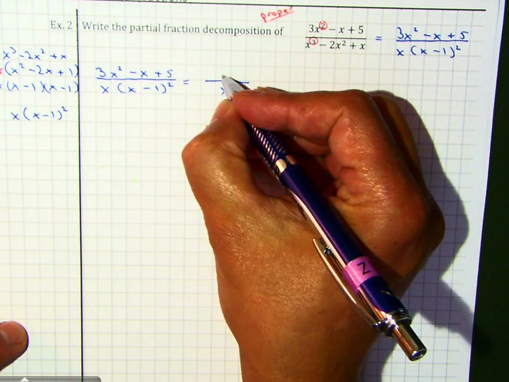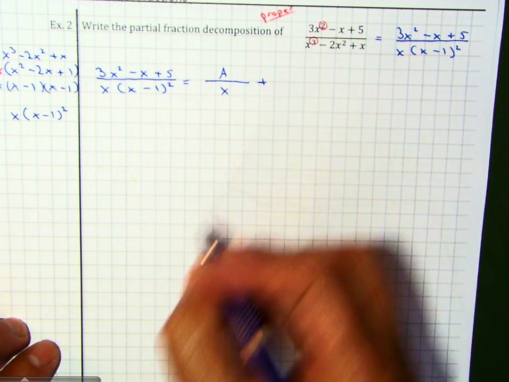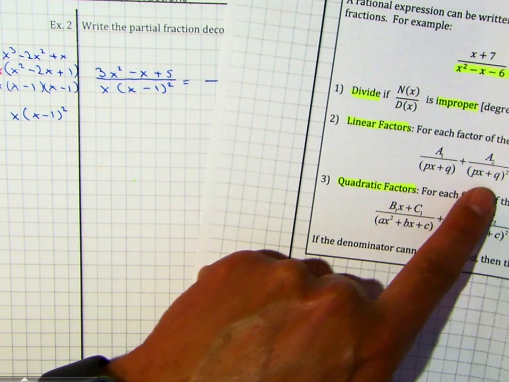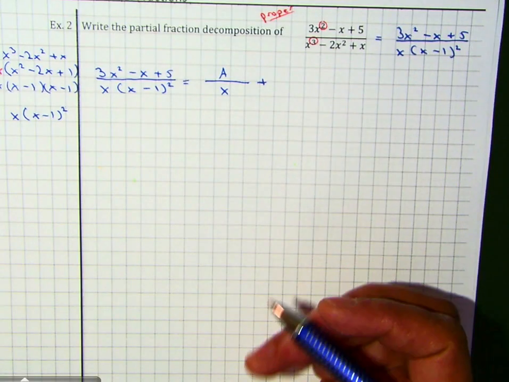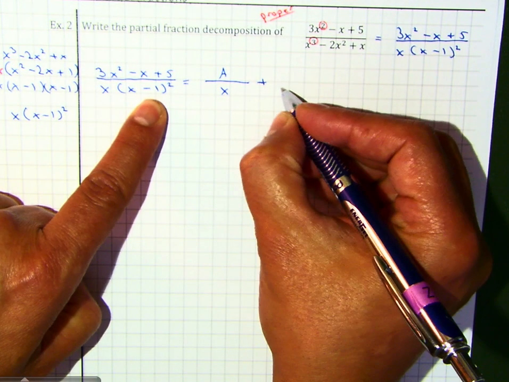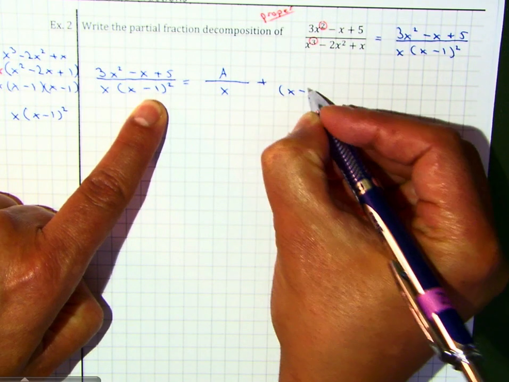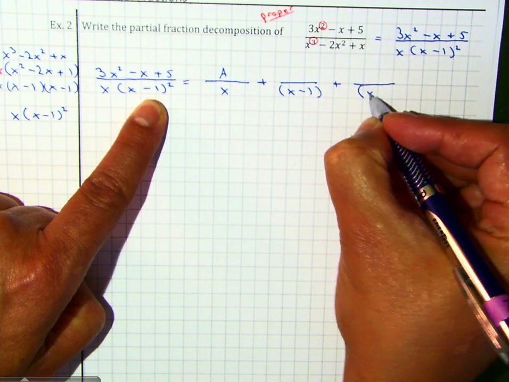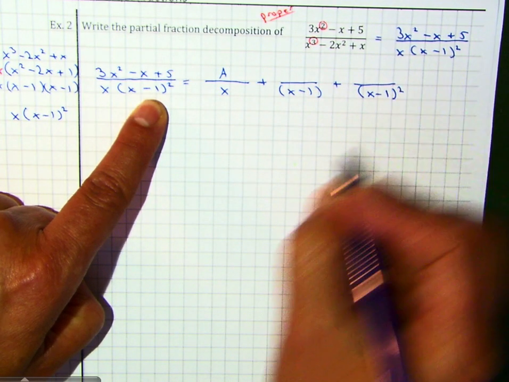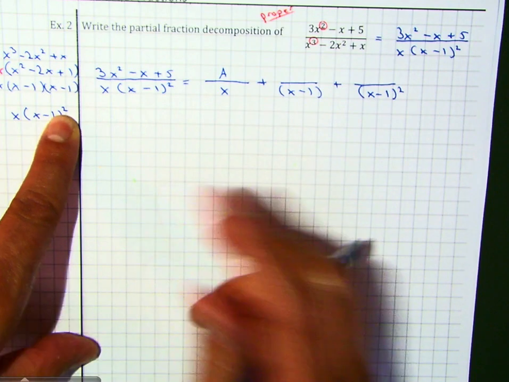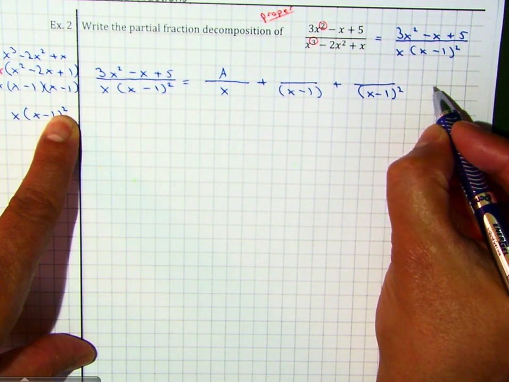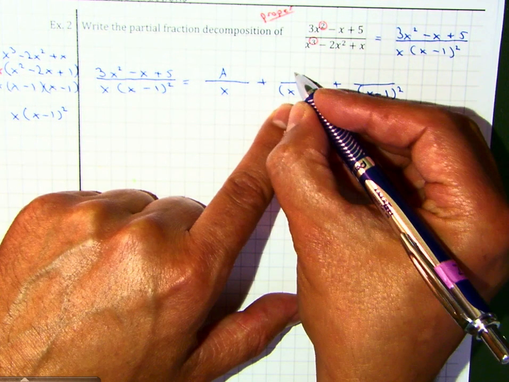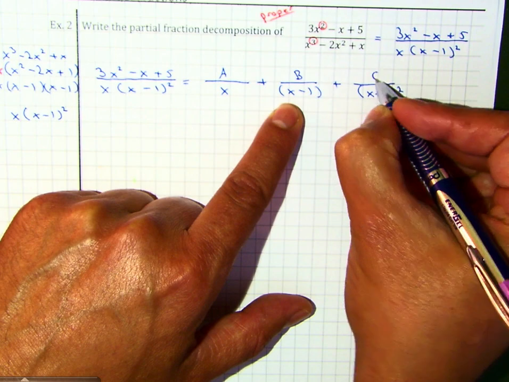So therefore, this is going to be an A plus. According to the rule, if you have more than one, we're going to place it twice. The first time is going to be x minus 1. The second time will be x minus 1 squared. If this was to the third power, then we'll need another one, plus x minus 1 to the third power. So therefore, this one is a linear factor, so it gets a B, and this one gets a C.